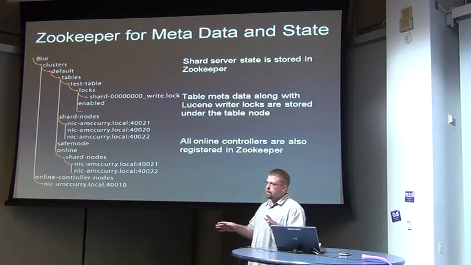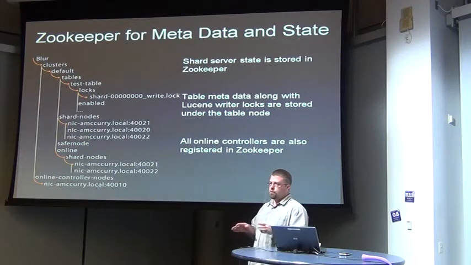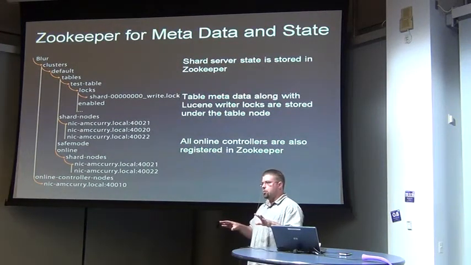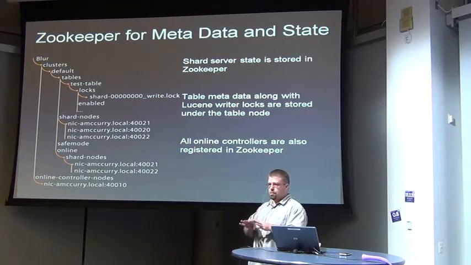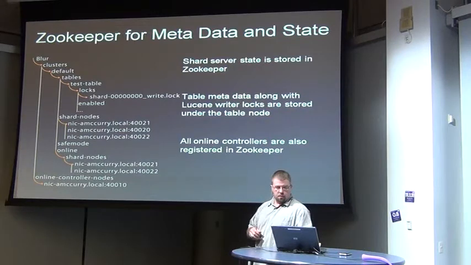ZooKeeper keeps all metadata, all of the analyzer definitions, all of the state of the system, what nodes are online, what nodes have ever been online, who owns the locks for any given one of the writers of Lucene, and that way you can figure out what's going on in the system. And that way, the shard servers don't actually have any intercommunication. They all rely on the ZooKeeper state to figure out what to do. Also, all of the online controllers are registered, so that way you can figure out what nodes are actually online that you can talk to.